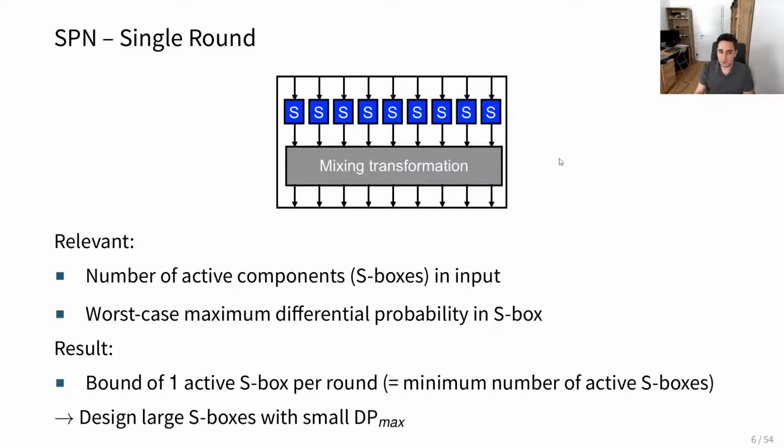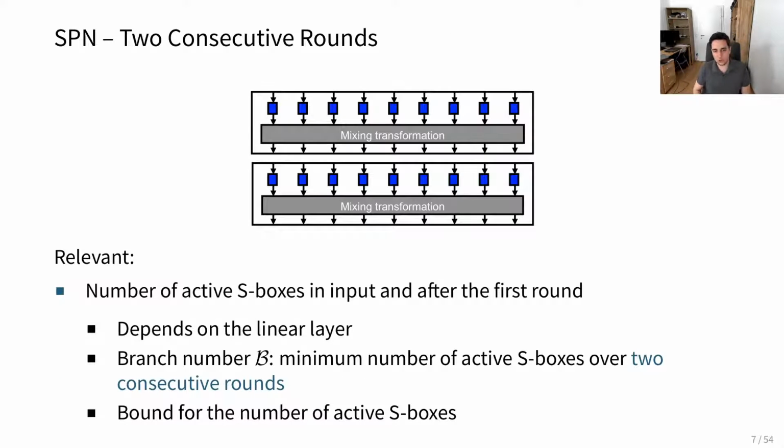Now we do it a bit differently, because instead of only considering a single round, what we can do as a designer is consider 2 consecutive rounds. And it turns out that for 2 consecutive rounds, we can do something which is more clever, so to say. Here the relevant information is not the number of active S boxes in the input of this first round, because we also have the second round. So what is also relevant is the number of active S boxes in the output here, because that immediately translates to the number of active S boxes in the input to the second round. So that's the idea here.